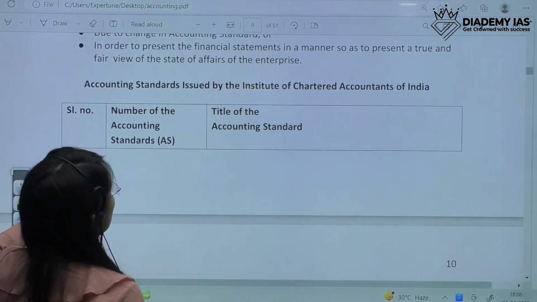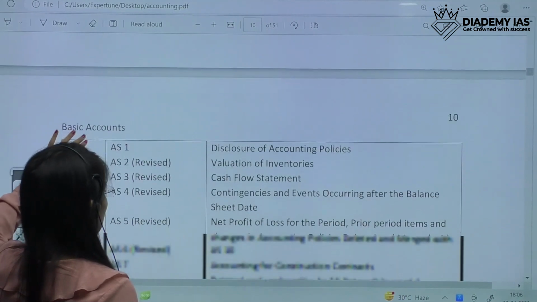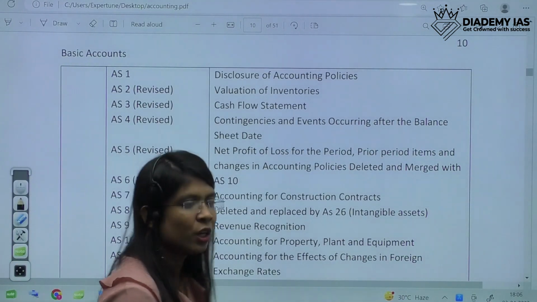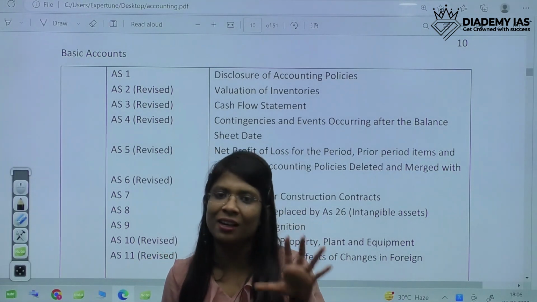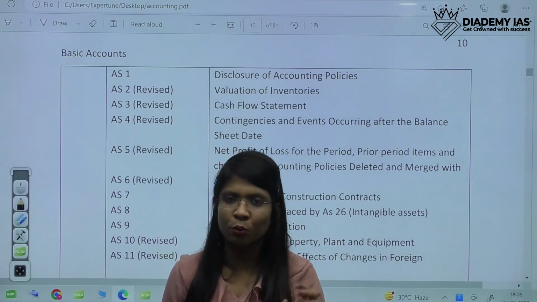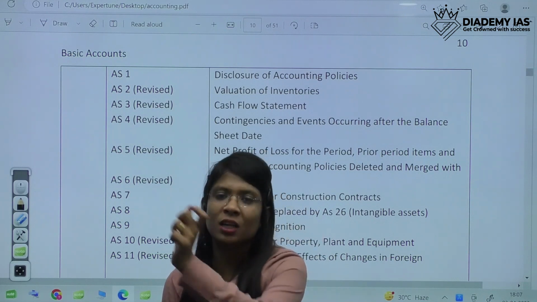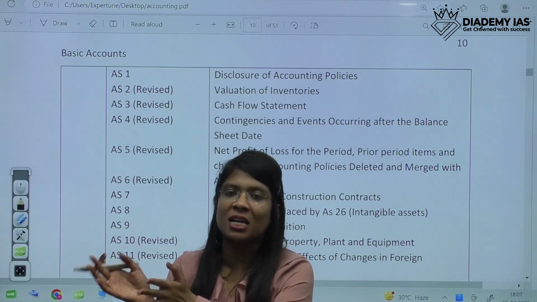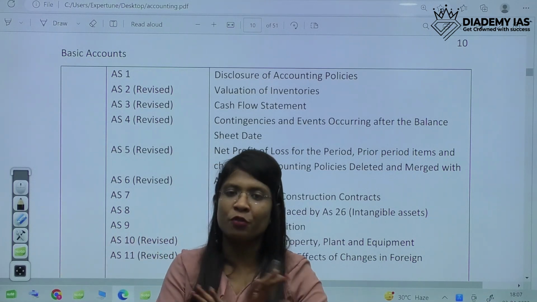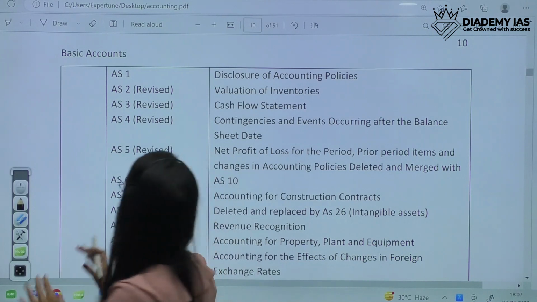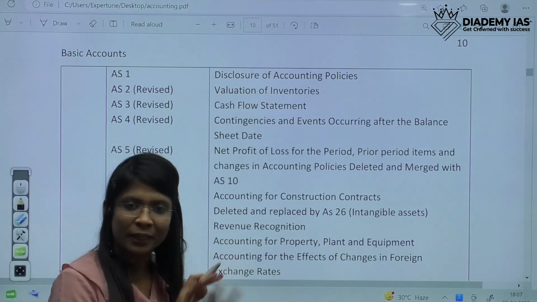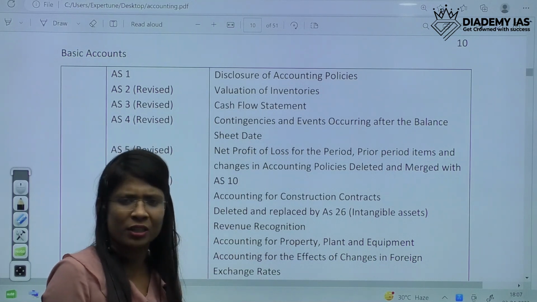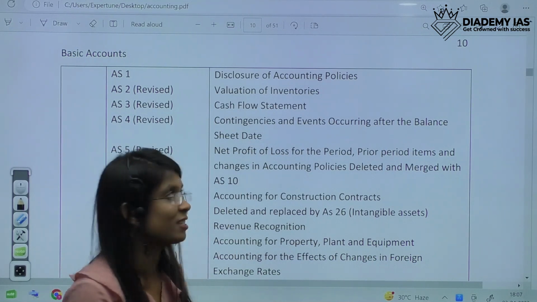Then comes accounting standards. In our paper, accounting standards don't have in-depth coverage, so you just have to know the names and the standard number, because the question generally asked is what is accounting standard 2, what it is related to, or they can give the name and ask which accounting standard this is. So we have to learn these accounting standards by heart. It is very, very necessary. Please do learn all these accounting standards. I'm not giving you the details of these accounting standards because it is not relevant for our exam.